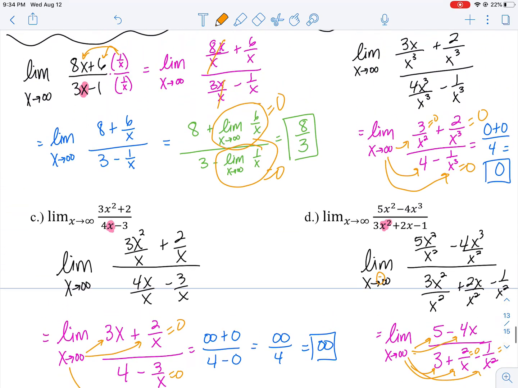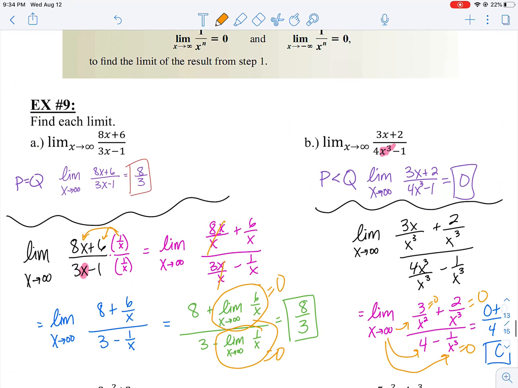So 2 different ways of doing these limit problems as we approach infinity, whether that's positive infinity or negative infinity. You can look at horizontal asymptotes with your P's and Q's. Just show me what you're doing. Or you can divide every single term by the highest degree x of your denominator and show me that you're using your limit rules.